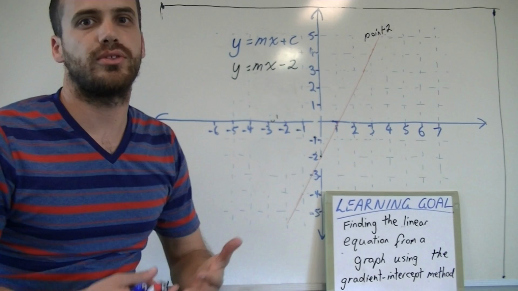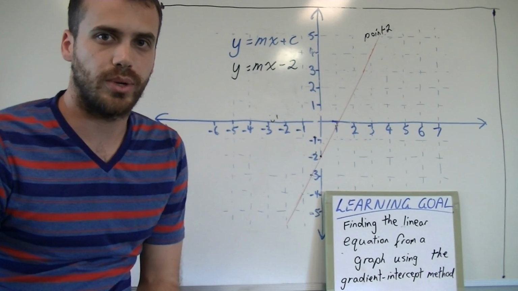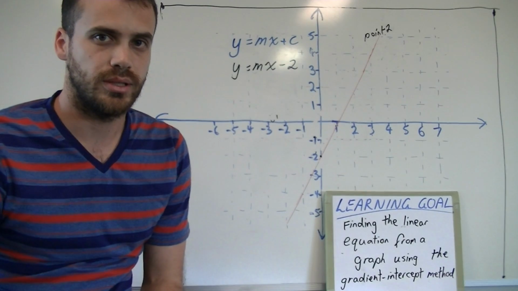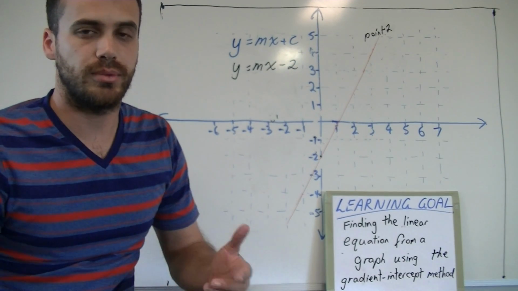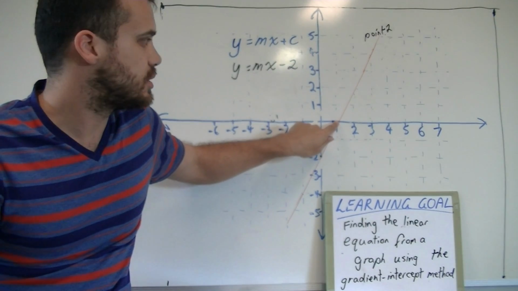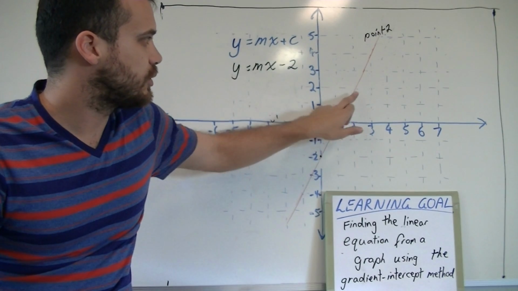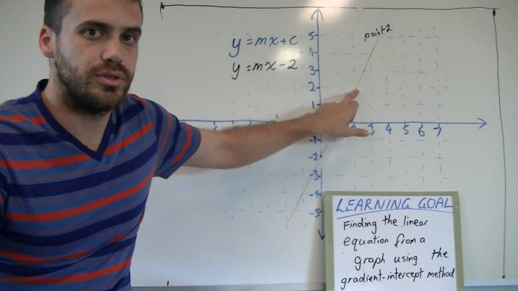Now you can use either the rise over run method or you can use the formula y2 minus y1 over x2 minus x1. Just for ease here, I'm going to use rise over run. If I look here, I have a point at (0, -2), and if I look here, I have another point at (1, 0).